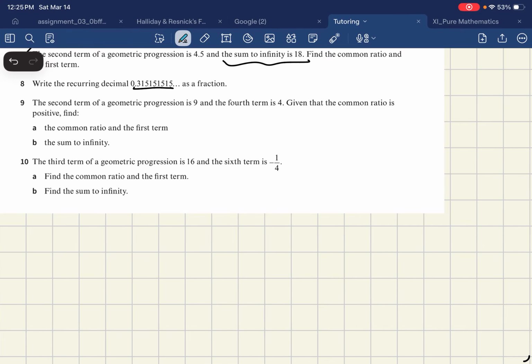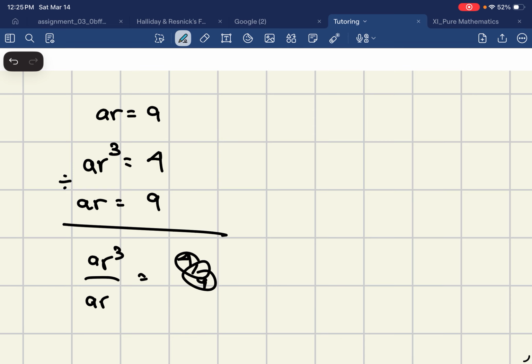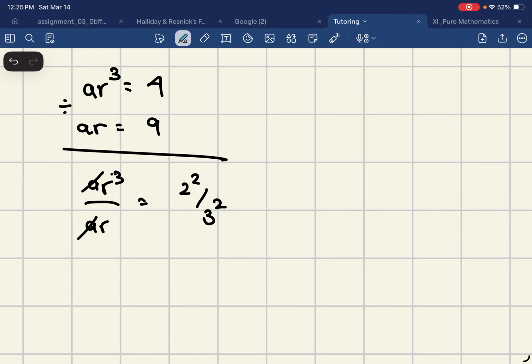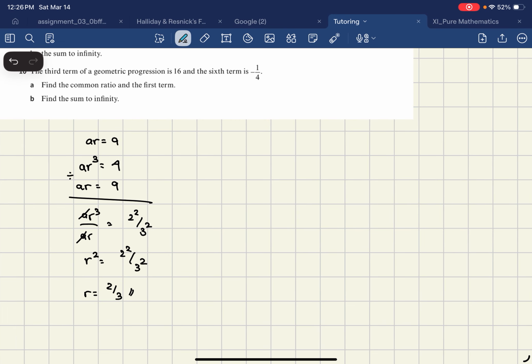All right. Question 9. The second term of a geometric progression, which is AR, is equal to 9. And the fourth term, which is AR cubed, is equal to 4. Given that the common ratio is positive, so r greater than 0, how do we find it? I am given AR and I'm given AR cubed. So if I divide AR cubed by AR, I get 4 over 9. And remember, 4 is just 2 squared, 9 is 3 squared. So A and A cancel out. R cubed divided by R is R squared, is 2 squared over 3 squared. And because R is positive, R has to be 2 over 3 when you take the square root.